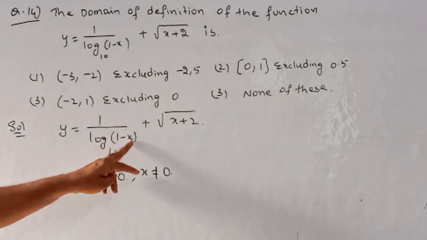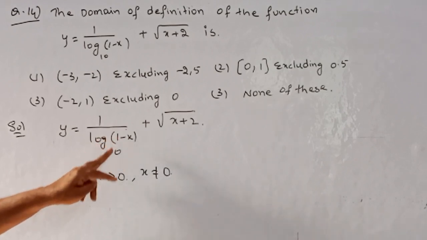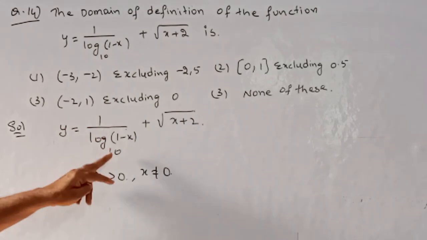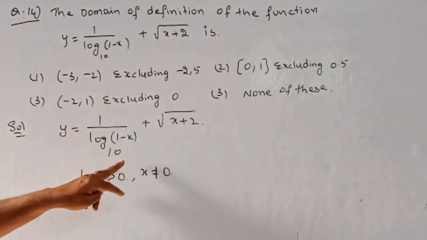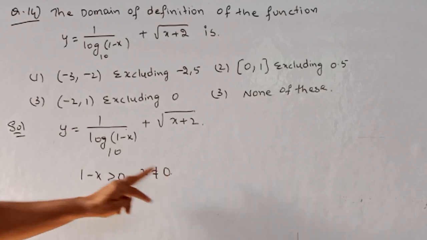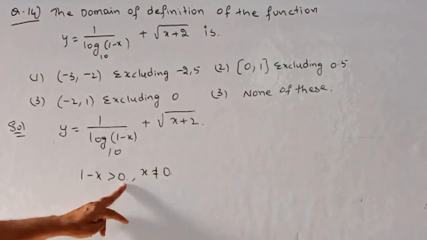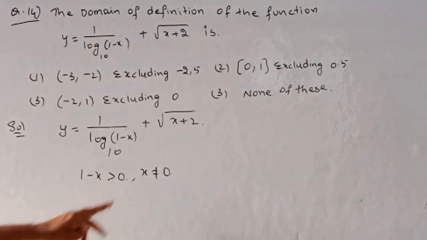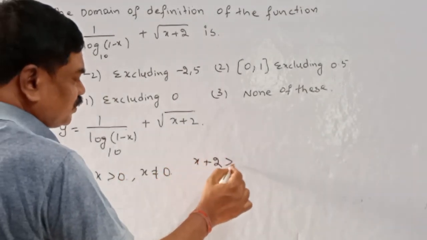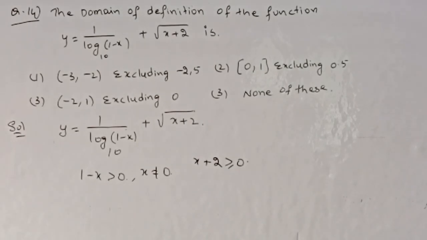If x is equal to 0, log 1 base 10, that is log 1, is 0, then 1 by 0 is not defined, an infinite value. So x must not be equal to 0, and 1 minus x greater than 0. Okay, all of you? Then this one, x plus 2 greater than or equal to 0.